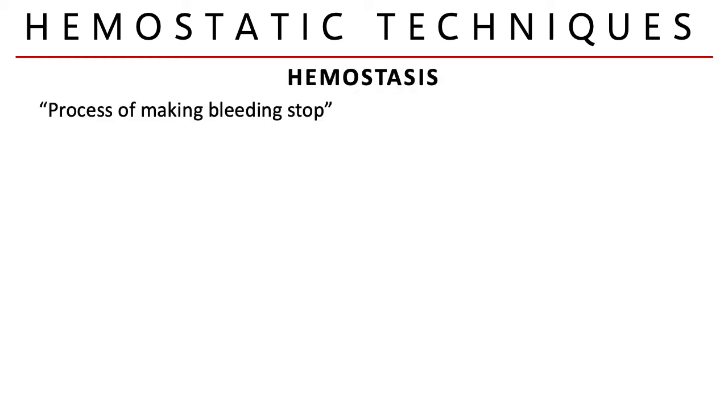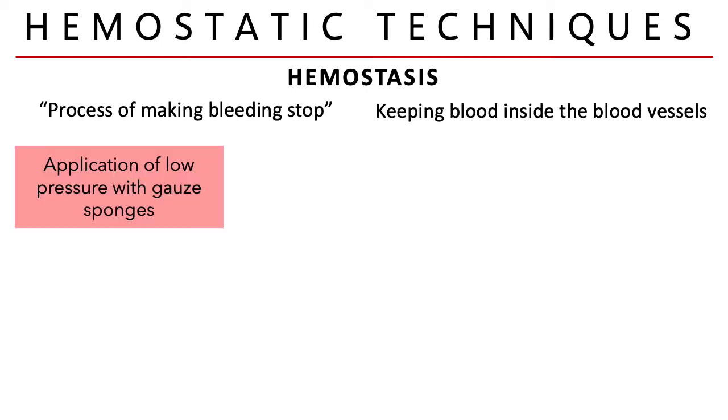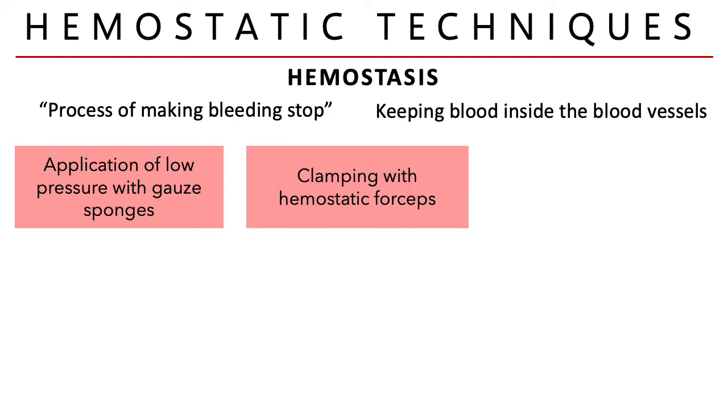Be hemostatic techniques. Okay, hemostasis as a word means the process of making bleeding stop or keeping the blood inside the blood vessels. Now there's a lot of ways that we already know how to stop bleeding. Okay, like for us, what do we do when we have a wound and it's bleeding? Number one, we apply low pressure with gauze sponges. We clamp it with hemostatic forceps in surgery.